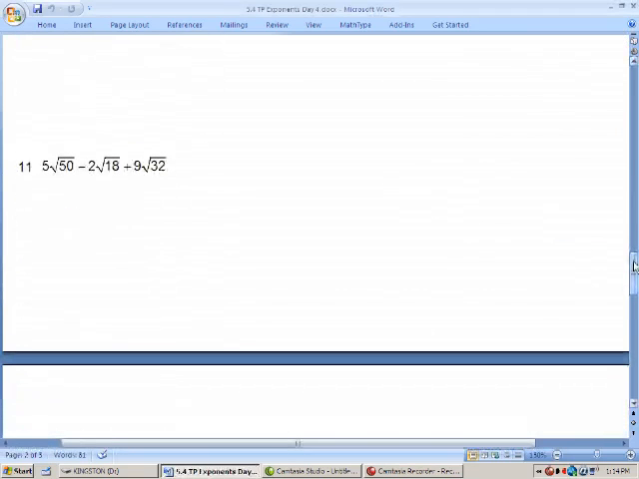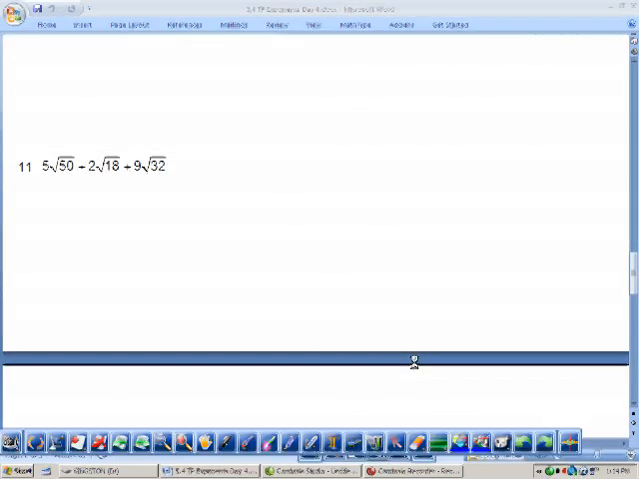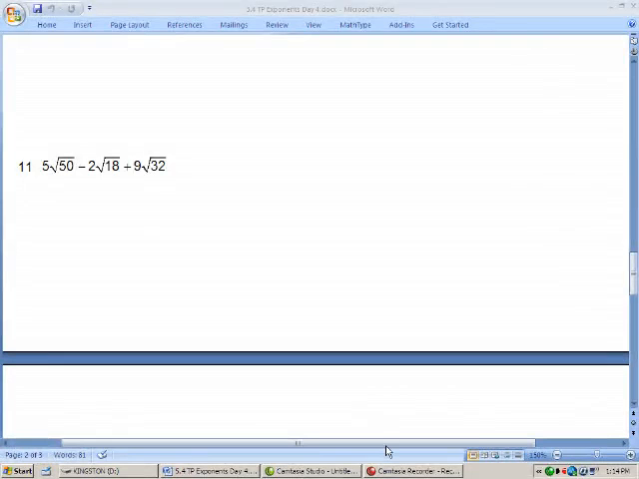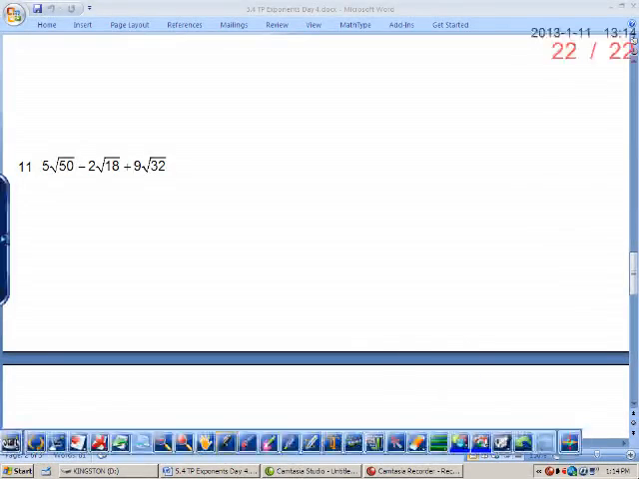All right, try number 11, please. What are you going to have to do? Simplify. Yeah, you're going to have to simplify each radical and then see if any of them can be added together. So break down each radical.